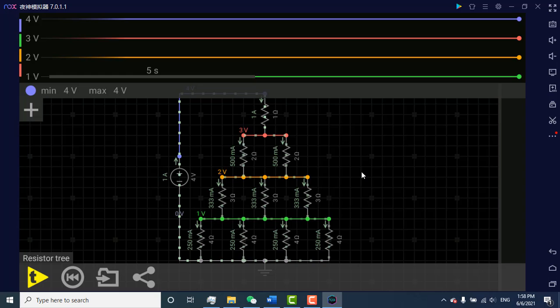For this type of circuit, we also need to use Ohm's law with the help of KCL, Kirchhoff's current law, Kirchhoff's voltage law, the voltage divider rule, and some other methods to solve the complex circuit. I will explain that in the next videos.